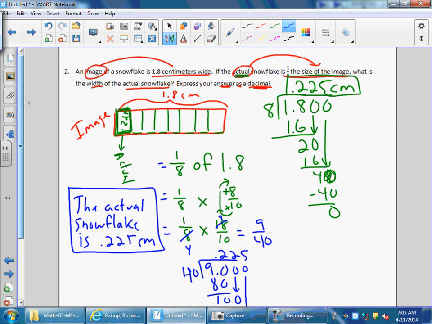We just double check to make sure they want a decimal form. Express your answer as a decimal. That's the way I want it. Final answer.